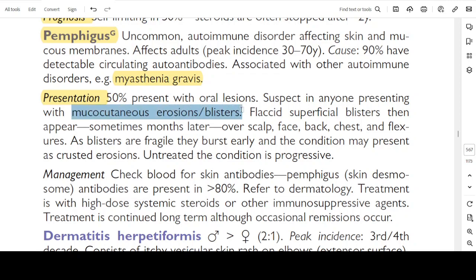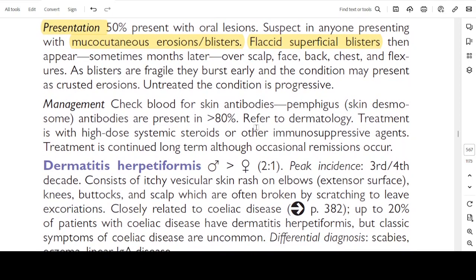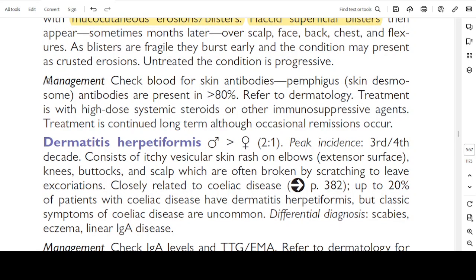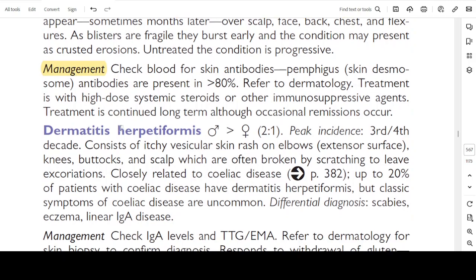So mucocutaneous erosions and blisters, and as I told you, it is flaccid superficial blisters because these are subcorneal in location. Subcorneal or intraepidermal in location, not subdermal.